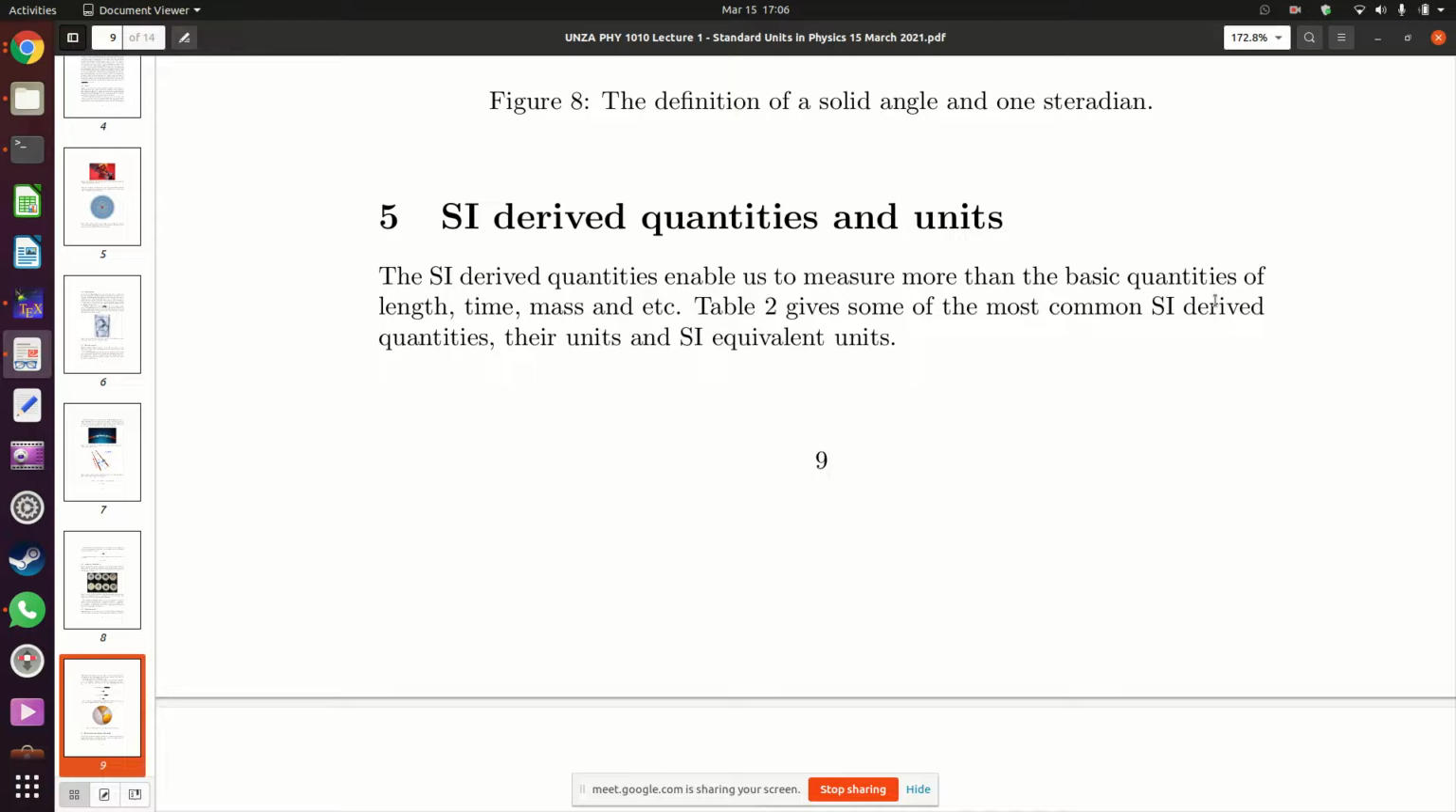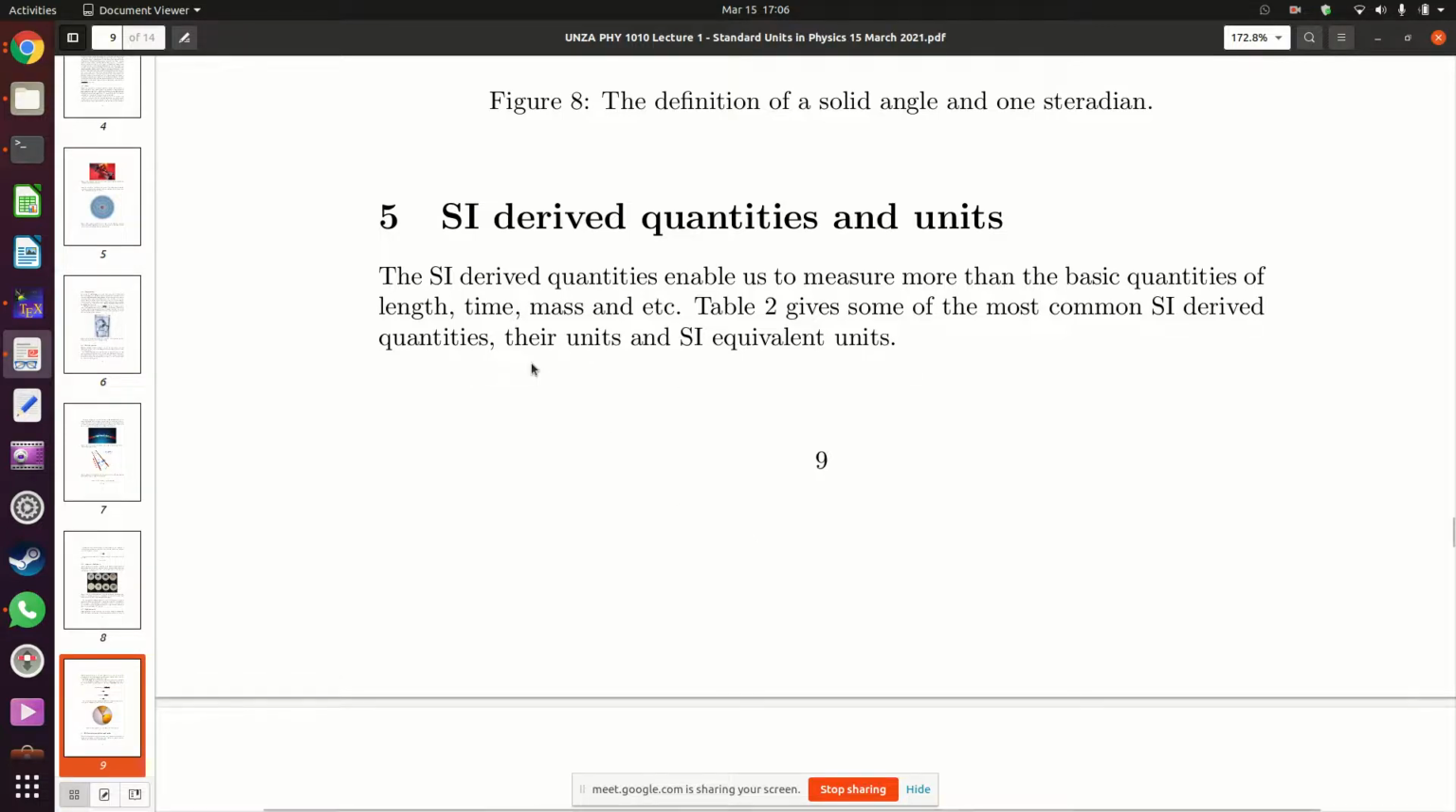Okay, so as I was saying, I believe we are finished with the SI base quantities. We are supposed to start looking at derived quantities and their units. Is that the case? Yes, sir. Okay.